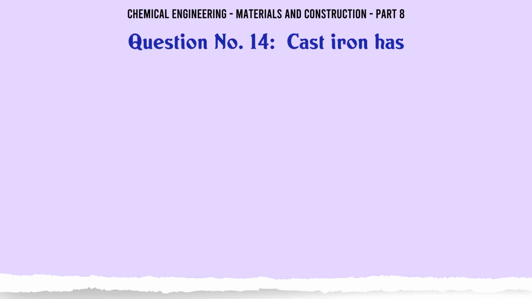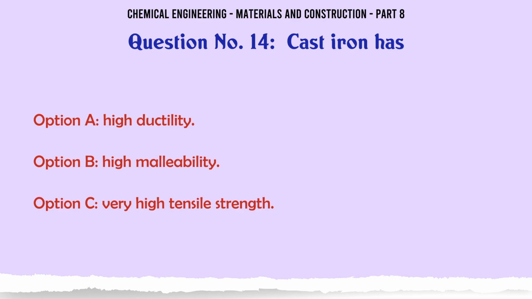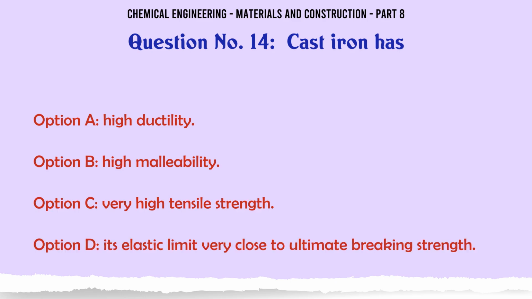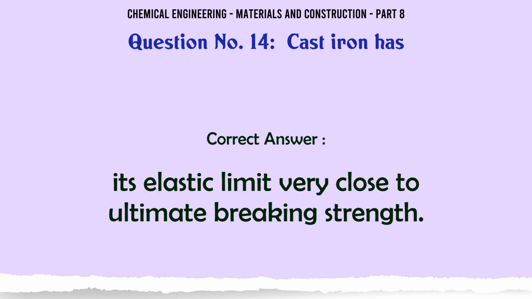Cast iron has: A. High ductility. B. High malleability. C. Very high tensile strength. D. Its elastic limit very close to ultimate breaking strength. The correct answer is its elastic limit very close to ultimate breaking strength.